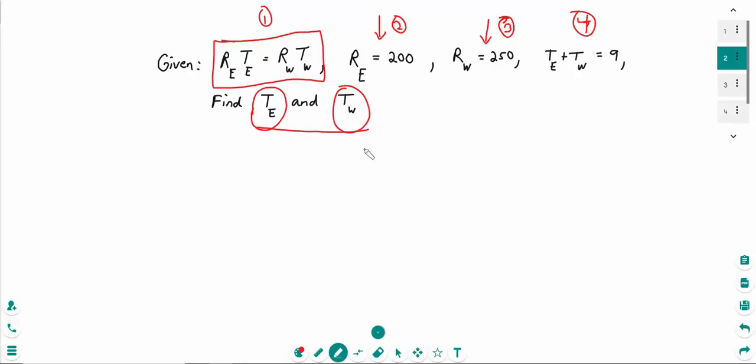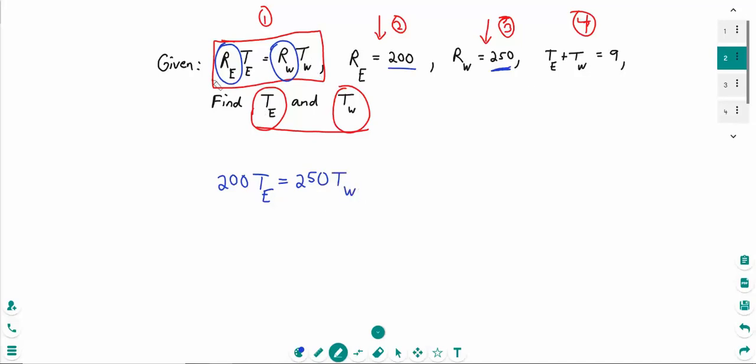It's very straightforward. Let's start by plugging in what we know. We know r sub e and r sub w, so let's plug that in. So we have r sub e, which is equal to 200. So this r sub e, we can sub in with 200. And then t sub e, they don't tell us what t sub e is, so we leave that the way it is, t sub e. And then equals r sub w. They tell us what r sub w is. It's 250. So we can plug that in for r sub w, 250.